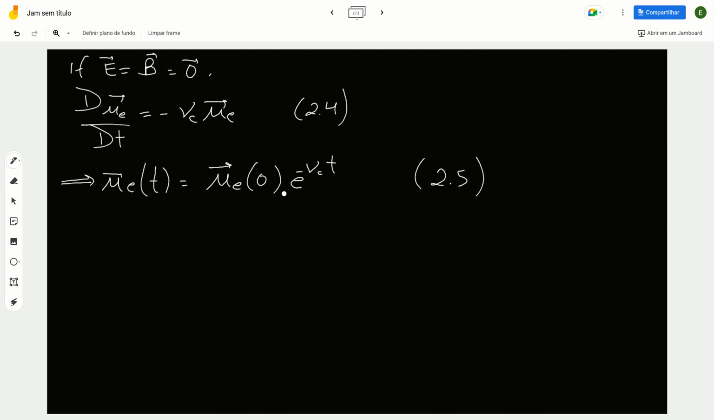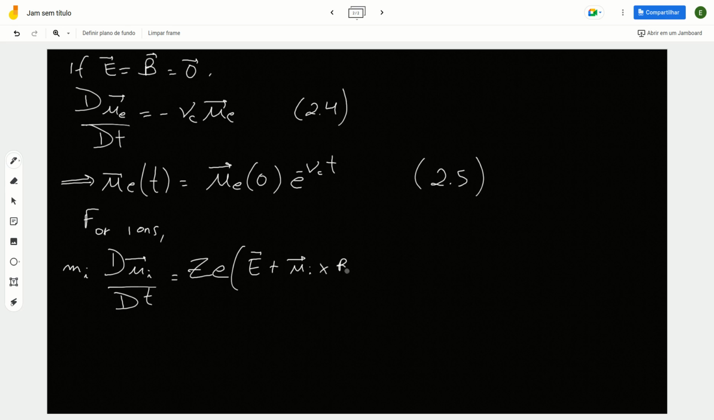For ions, you have a similar equation. For ions, the Langevin equation will be just this. And the only difference here in the way of writing it is to add this Z term, where ZE is the charge of the ion. And then the rest is just the same.